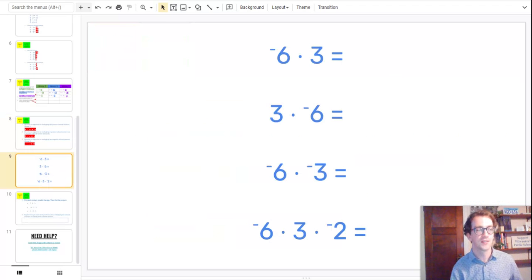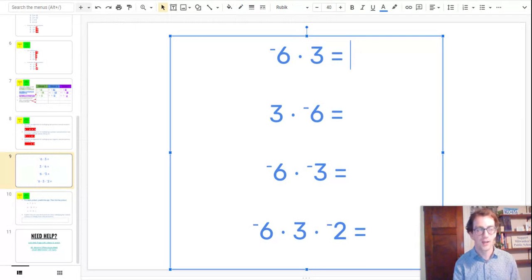Let's start with negative 6 times 3. Well, I know this equation here belongs in group 2 because I've got one negative times one positive. Negative times positive, group 2, I know is going to give me a negative product. And I'm going to ask 6 times 3. 6 times 3 is 18. So negative 6 times positive 3 equals negative 18.